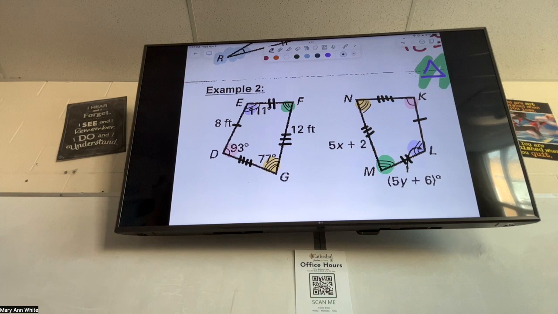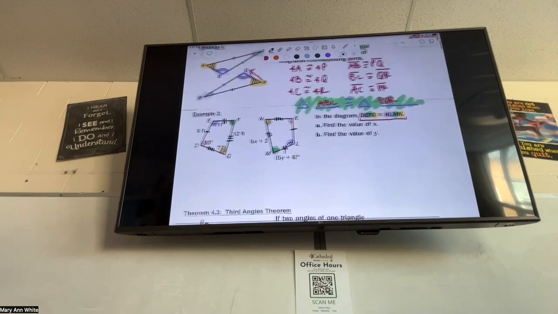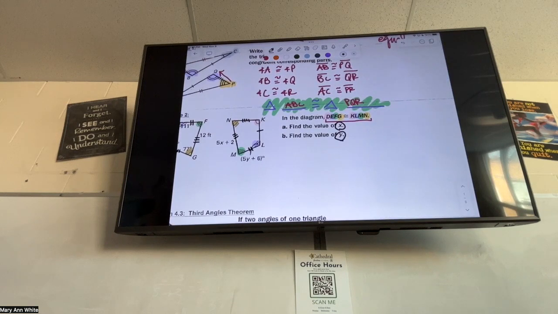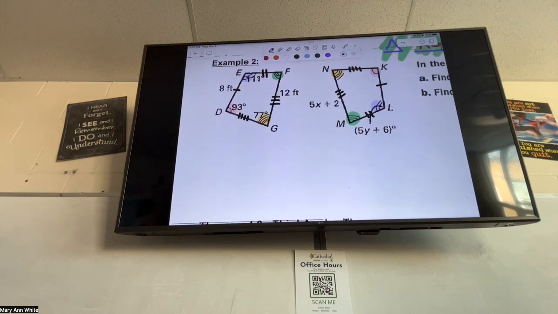All right, the reason I wanted to stop and mark everything as congruent is the next part of this asks us to find the value of X and the value of Y. And I just wanted to mark what was very clearly congruent, so it's really easy to set up and find X and Y. Okay, so first thing we'll do is find X.